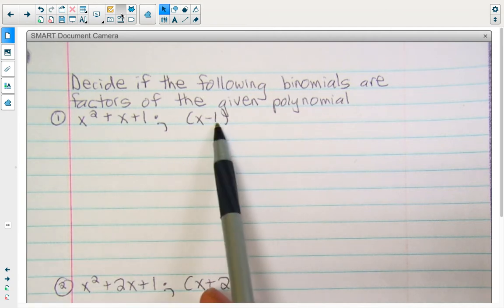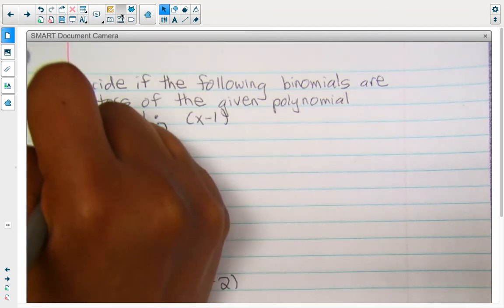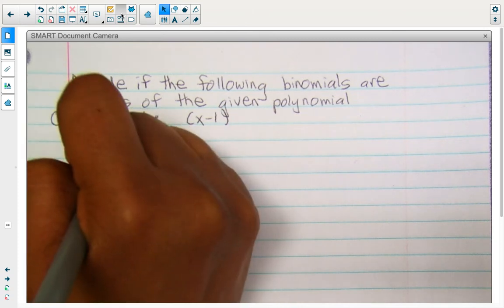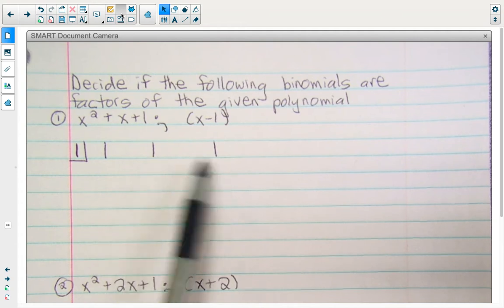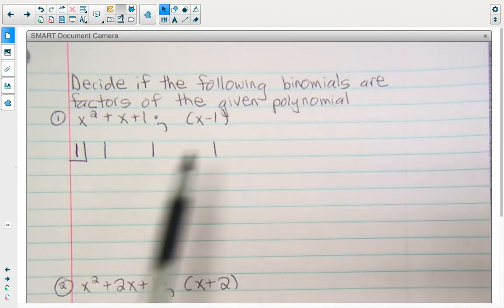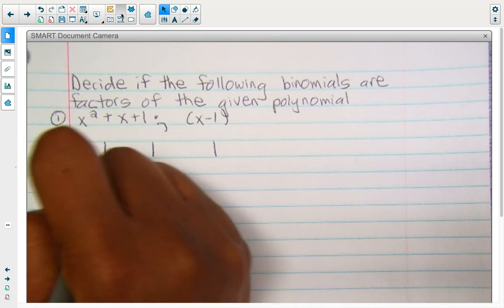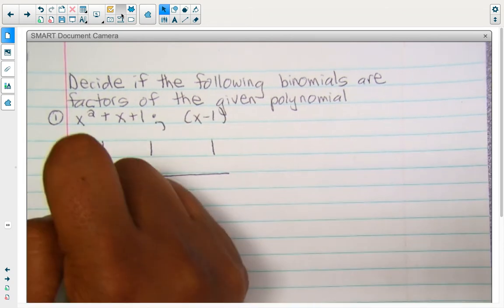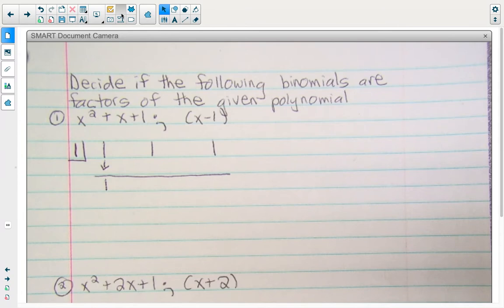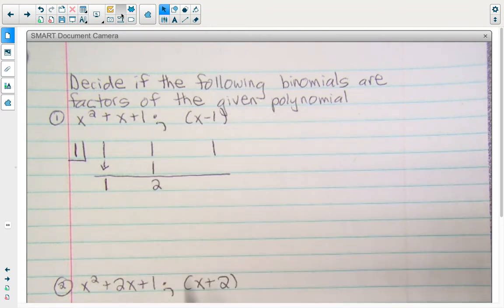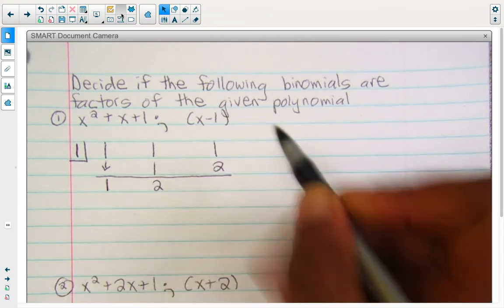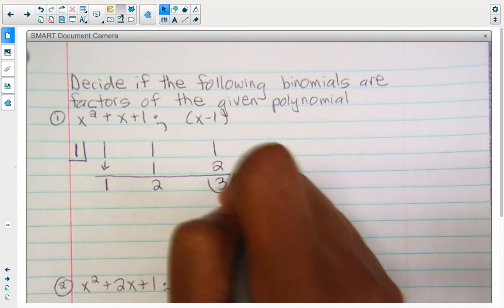So this is x minus 1. I'm going to put 1 in the box, and we're going to line up the coefficients. 1, 1, 1. This represents 1x squared, 1x, and then 1. So I'm not missing anything. I don't need any placeholders, so we're good to go. The 1 comes straight down. From here, we know we multiply, add, multiply, add, multiply, add. 1 times 1, add. 2 times 1, add. I got 3.